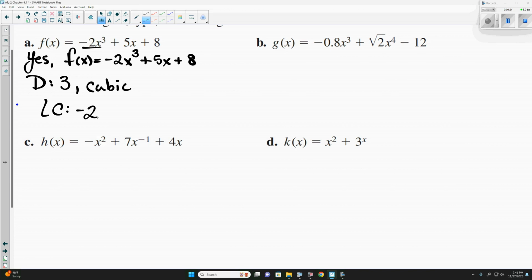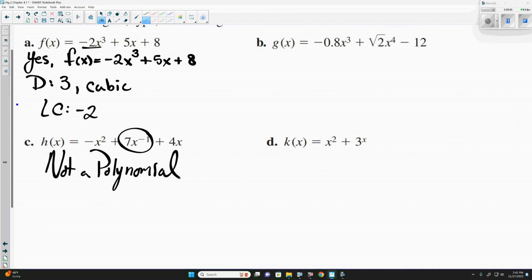Let's look at C first before we look at B. H of x equals negative x squared plus 7x to the negative 1 plus 4x. Is this a polynomial expression or polynomial function? No. Why not? Negative 1. So this is not a polynomial function, or not a polynomial. Nope, because of the x to the negative 1. And that's it, because we only have to write it in standard form, state the degree, type, and leading coefficient if it is a polynomial function. This one is not, so we don't have to do any of that.